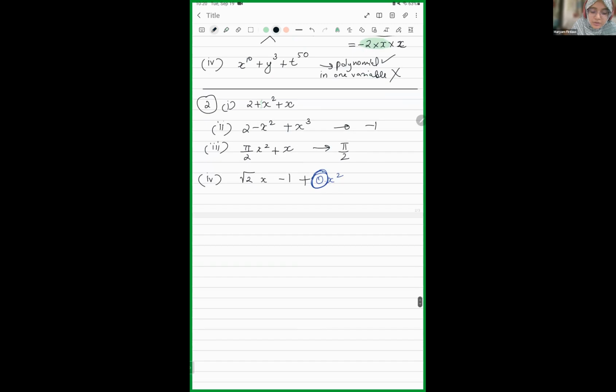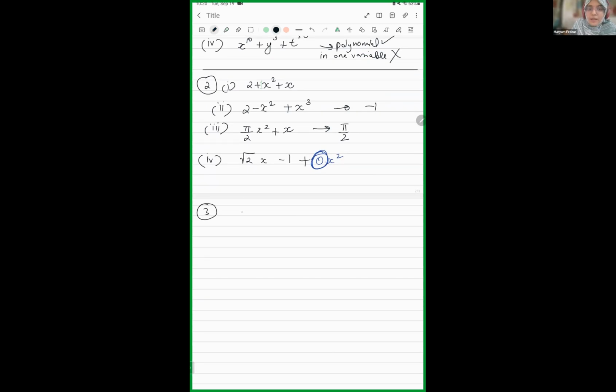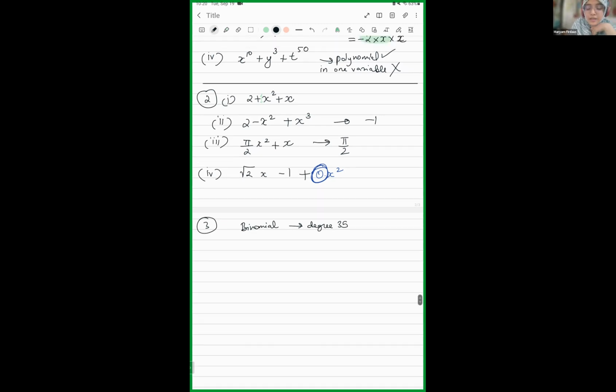Now let's come to the next question. Question number 3. Give one example each of a binomial of degree 35. So we need a binomial which has degree 35. Yes, Abdul Jabbar. Ma'am, binomial is 4. Binomial is? We discussed in the previous class.